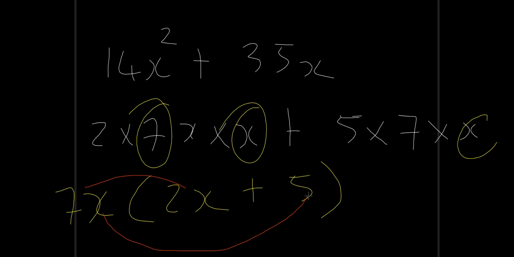So 7x times 2x gives us 14x squared. 7x times 5 gives us 35x.